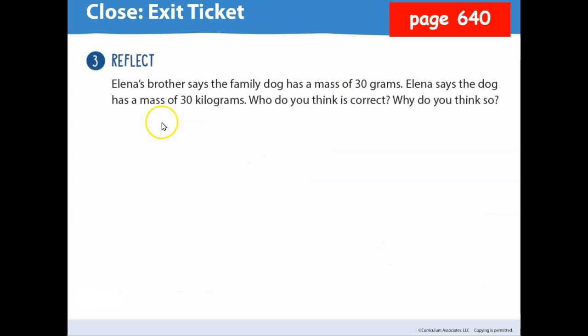It says, Elena's brother says the family dog has a mass of 30 grams. Elena says the dog has a mass of 30 kilograms. Who do you think is correct?